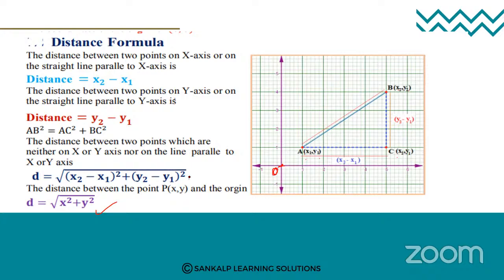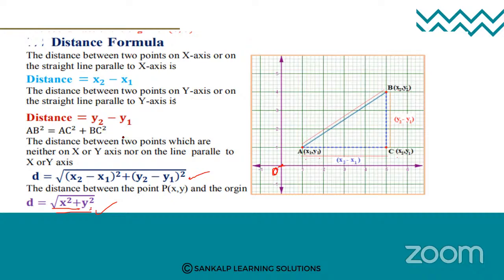Remember, this one is very, very important. Distance between 2 points is square root of x2 minus x1 whole square plus y2 minus y1 whole square. Next, the distance between the point P(x, y) and the origin is D equal to square root of x square plus y square. Remember, this is very, very important.